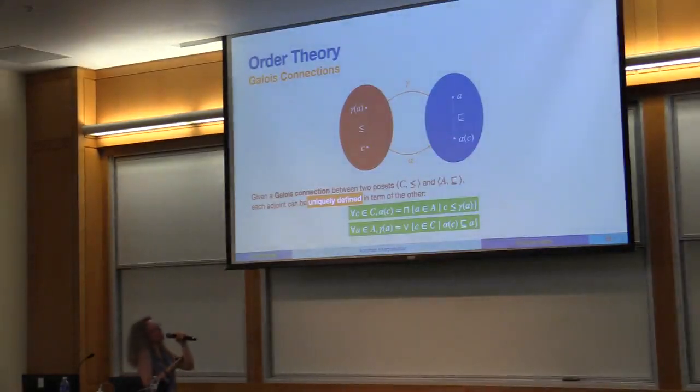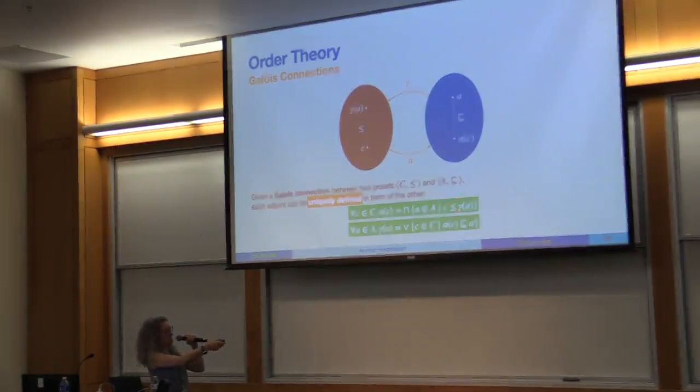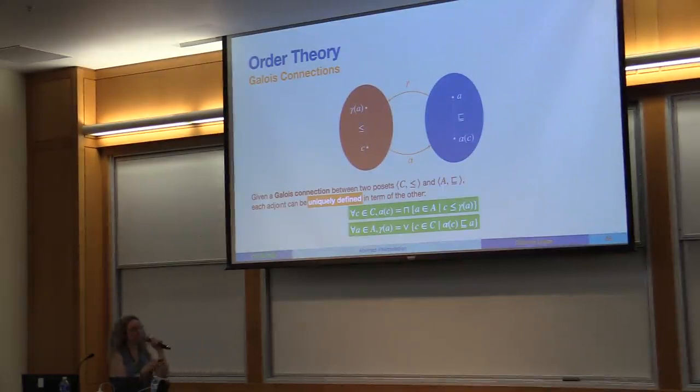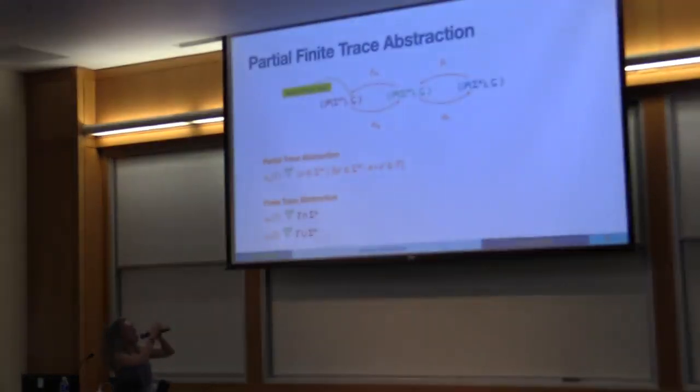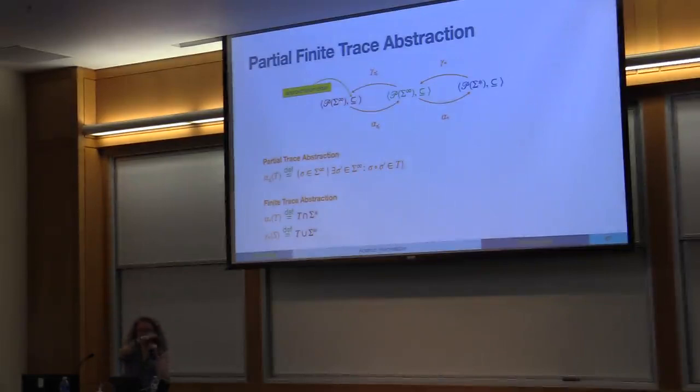Okay, this one is a little property of Galois connections. Essentially, if you have one of the adjoints, you can uniquely define the other one. So, for instance, if you have the gamma, you can define the alpha, and if you have the alpha, you can define the gamma. So here, how do I get from the maximal trace semantics to the partial finite traces?